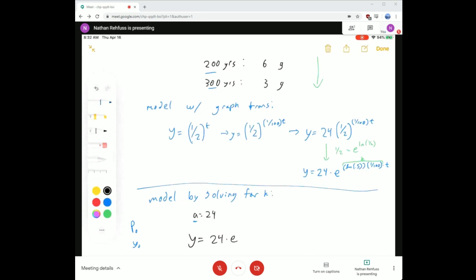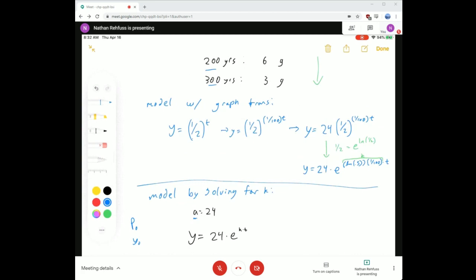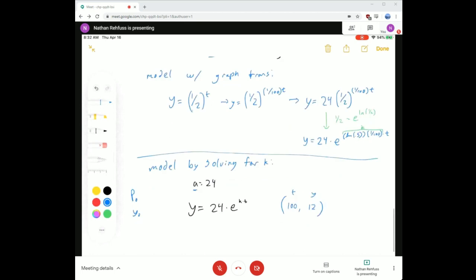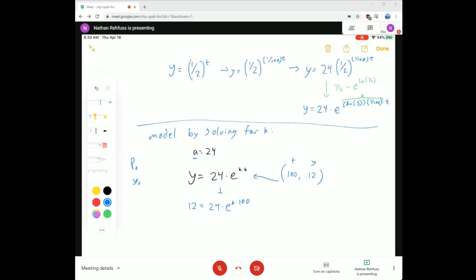I know I want my base to be e. I don't know my growth rate k, and then k is multiplied by t. What I'll do is I'll say I have the point t comma y. I have the point, for example, in 100 years, there will be 12 grams. So I can plug that into this equation to get, when 12 grams remain, 100 years have passed, and now the only unknown in this equation is k. So if I solve for k, I have a complete model.